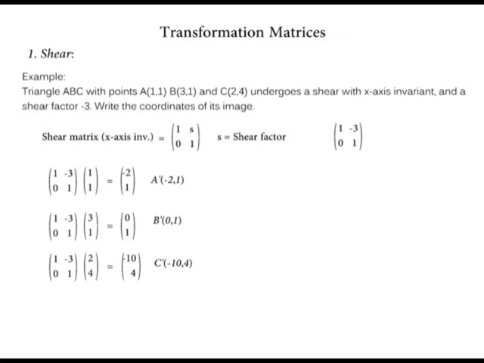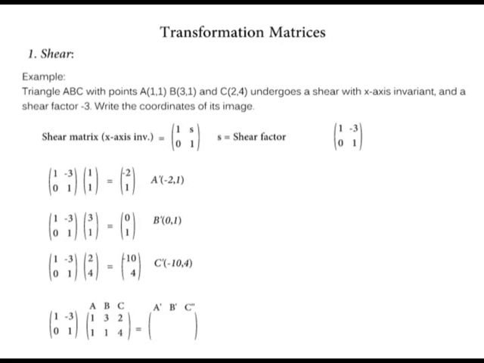In fact, to save time, the vertices of the triangle can be put in a 2 by 3 matrix. And so we'd have the shear matrix [1, -3; 0, 1] times [1, 3, 2; 1, 1, 4]. And then you proceed and multiply. We start with the x coordinates.